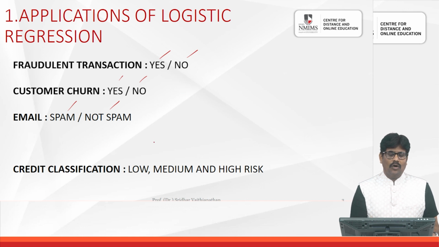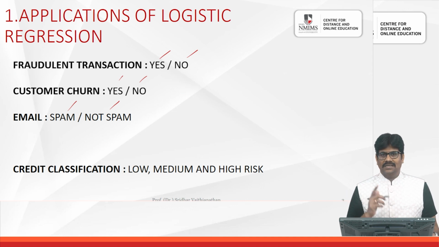If you look at it, all these things have two classes, which we call a binary class. In the case of a fraudulent transaction, I want to find: yes, it is a fraudulent transaction, or no, it is not. In terms of customer churn: yes, the customer will churn, that is, move out of my company, and no, the customer will not churn. Email: yes, it is spam, and no, it is not spam. So these are all binary classes, and we do not necessarily use logistic regression only for two classes. You can use logistic regression for more than two classes.